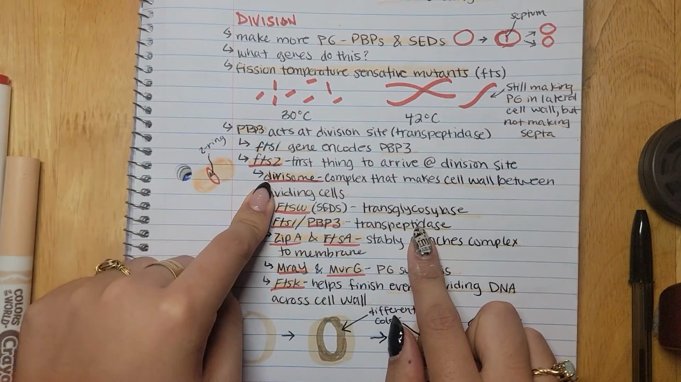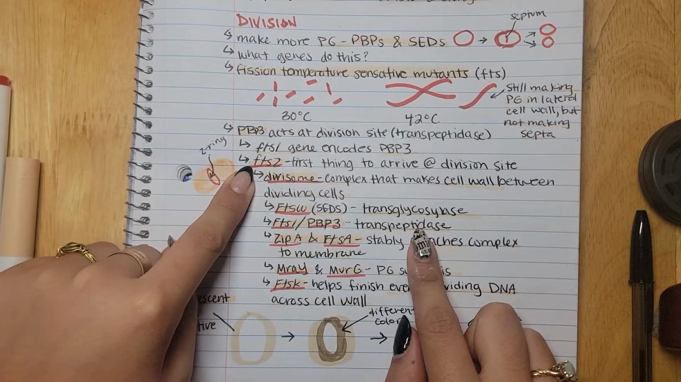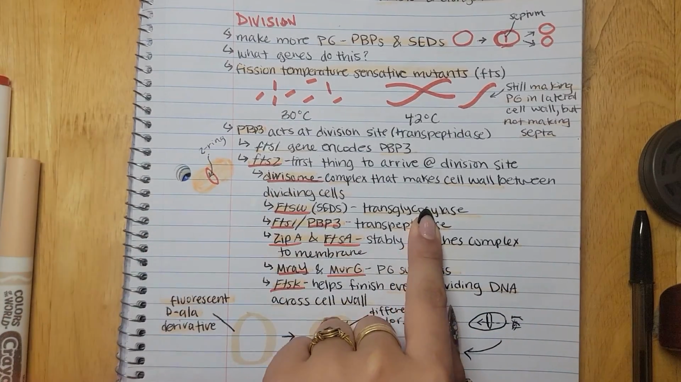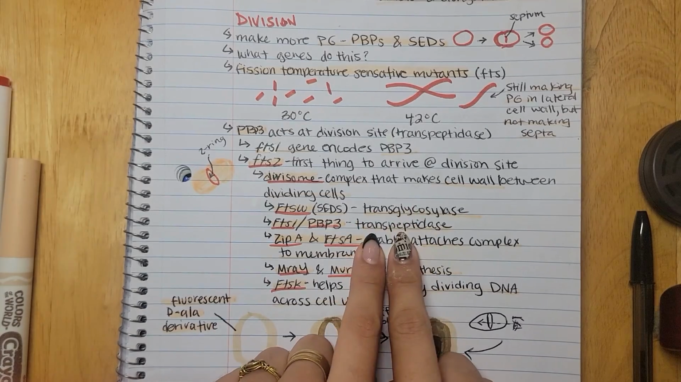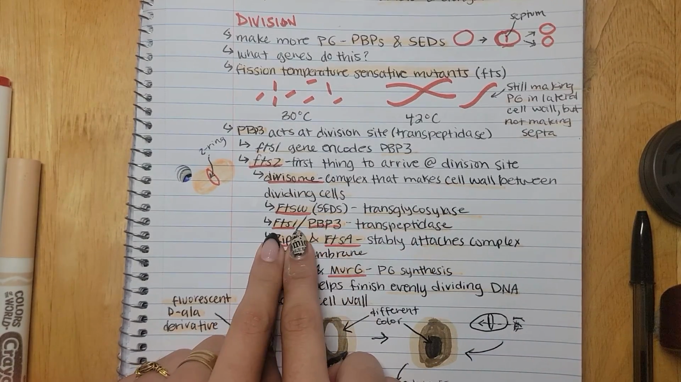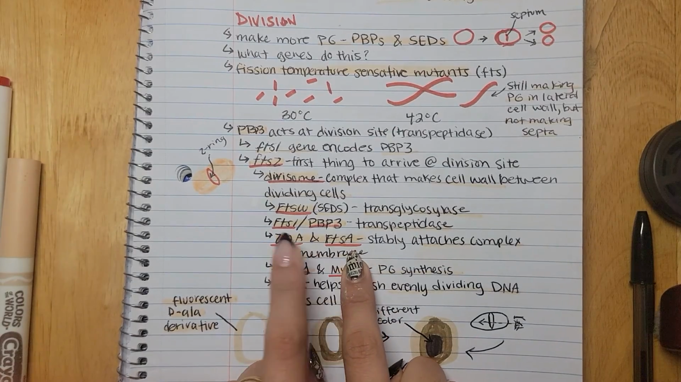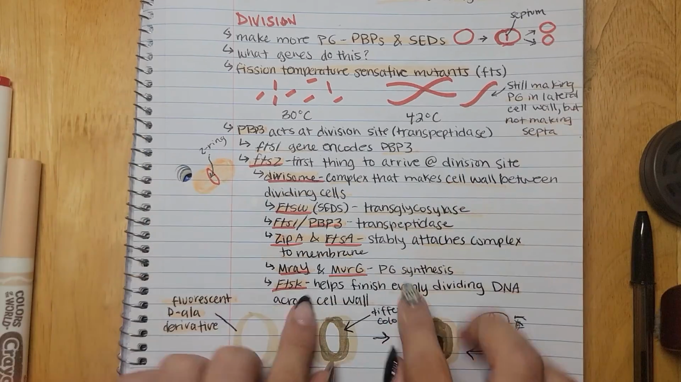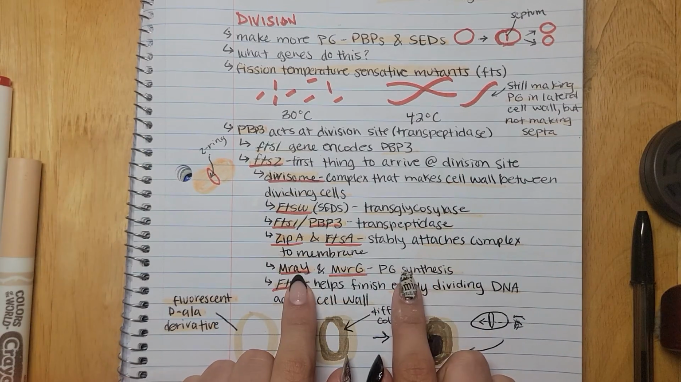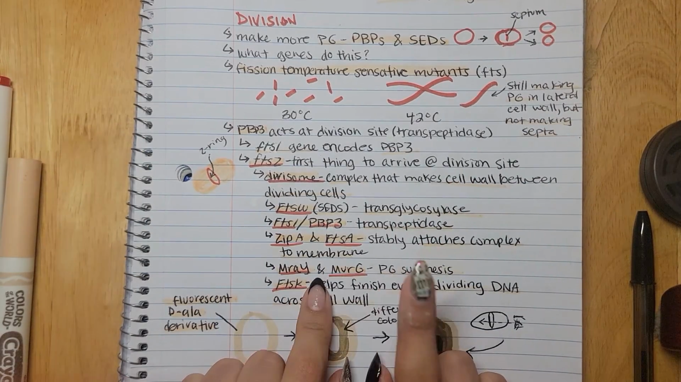We have the divisome, which is formed by FtsZ, and we have our transglycosylase, FtsW. Do we remember that from before? Do we remember our transpeptidase, PBP3, which is encoded within FtsI? Do we remember FtsA and ZipA, which attach the complex to the membrane? Do we hopefully remember these? I feel like this is a classic. You got to remember your steps of PG synthesis.